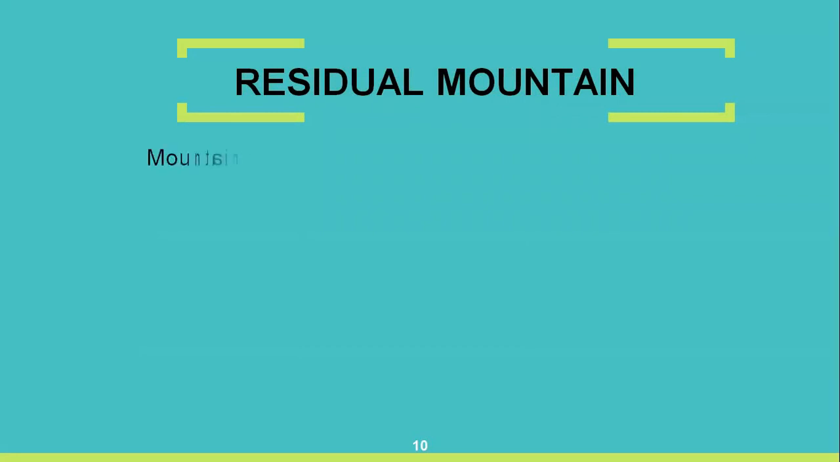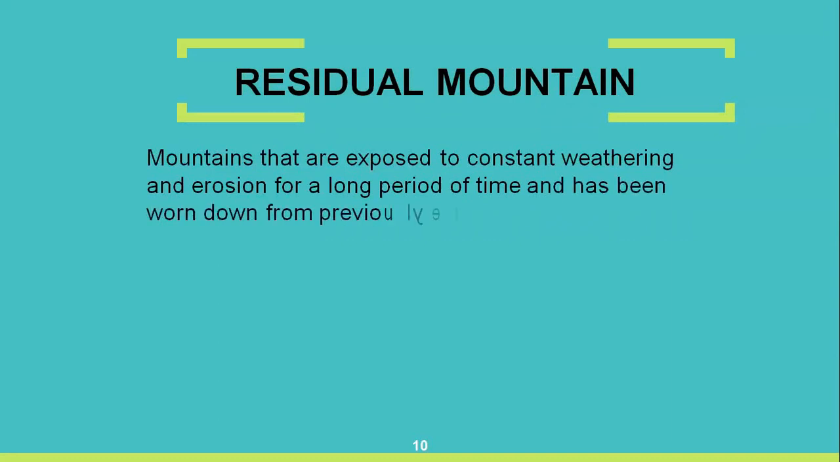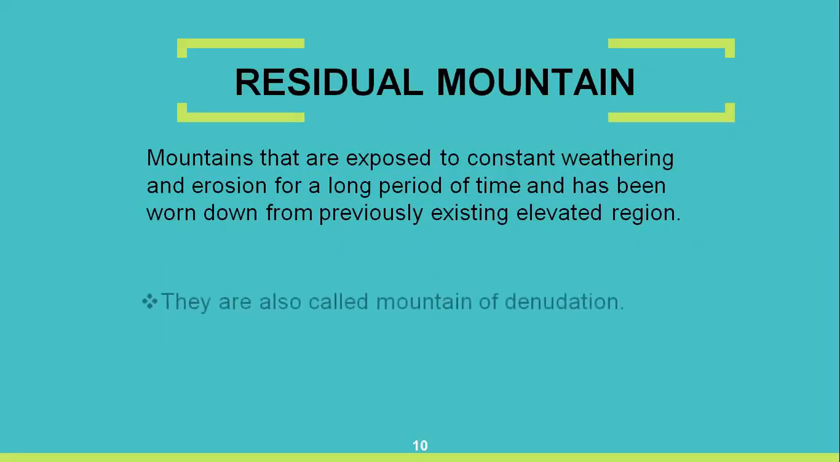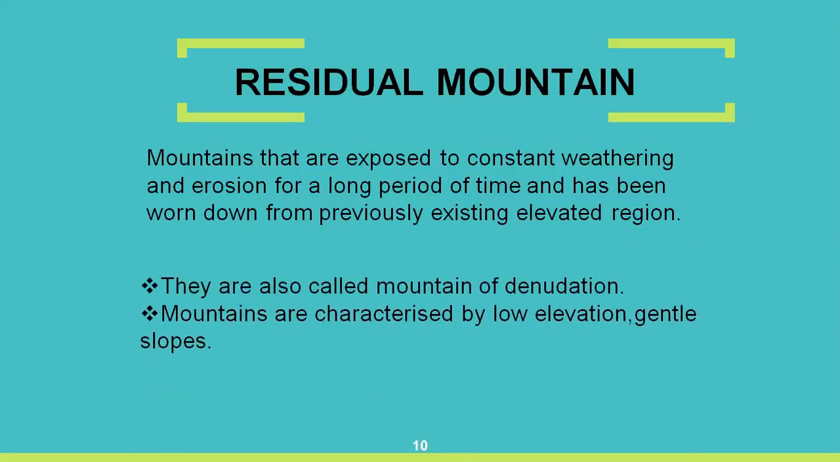Residual mountain. Residual mountains are those which are exposed constantly to the effect of weathering and erosion for a very long period of time, and it breaks down the mountain slowly and brings down the height. That is called your residual mountain. Residual mountains are also called mountains of degradation. They are characterized by low elevation, meaning lower in height, and have gentle slopes. For example, the Nilgiri, Rajmahal Hills, and Catskill Range are some examples of residual mountains.